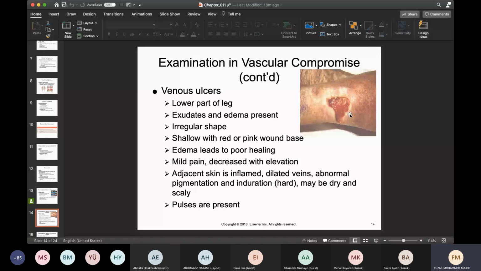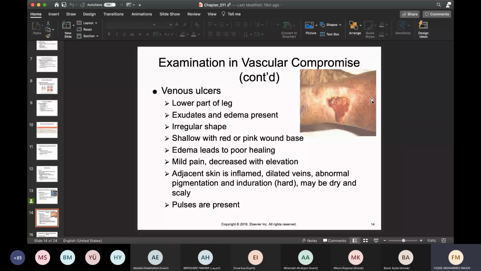Again, the swelling, unfortunately, contributes to a decreased rate of healing. Overall healing is not very good. It's very difficult to manage, and it takes a very long time. Pain tends to be mild. It does tend to decrease when you raise it, when you elevate it. The adjacent skin, the area around it, as you can see in this photograph, is inflamed. The veins also end up being dilated at those points.